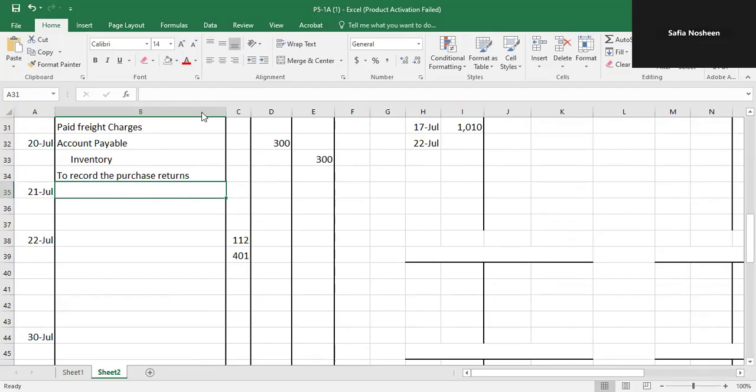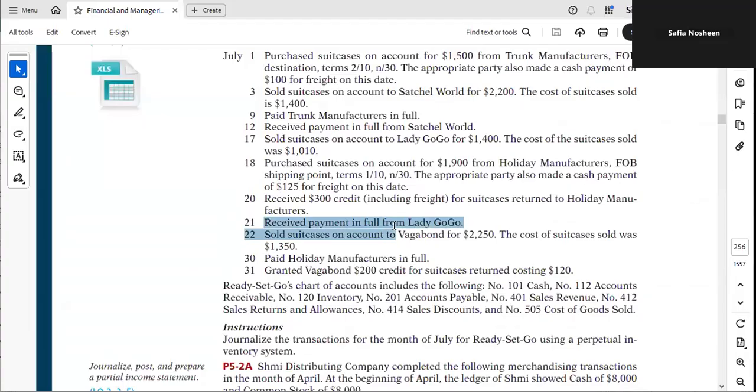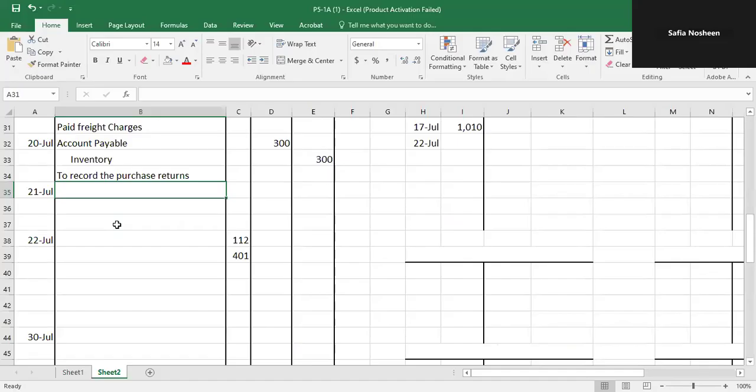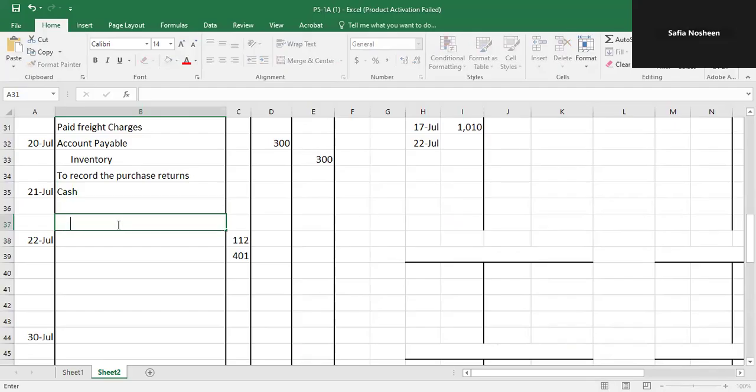Okay, the next transaction is on 21. Received payment in full from Lady Gogo. We sold to Lady Gogo on 17, and they are going to make payment within the discount period, so we will give them a 1% discount. Let's see how we will record this on the journal and post that. This is the same as we have done previously: we are getting cash, but the cash received will be less than the account receivable.